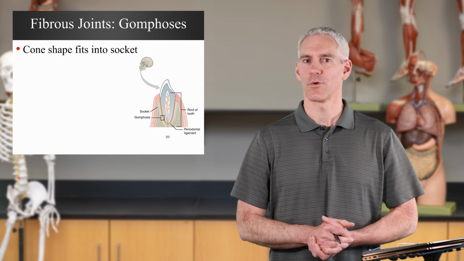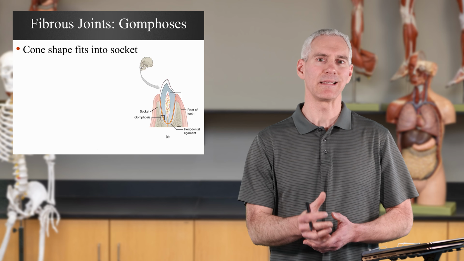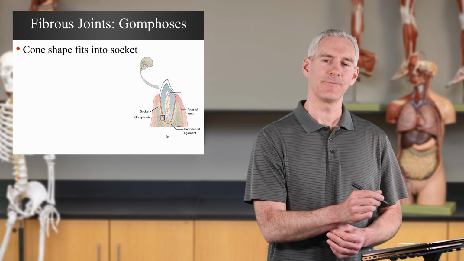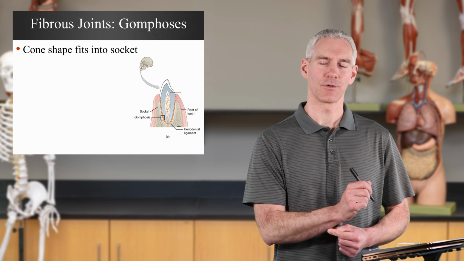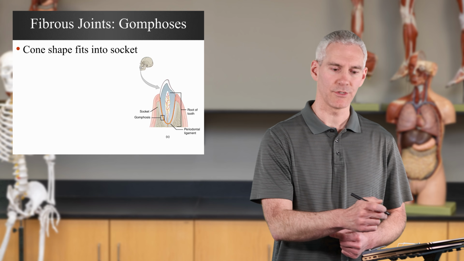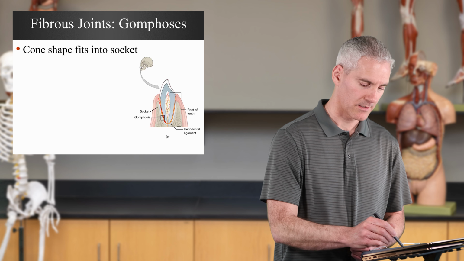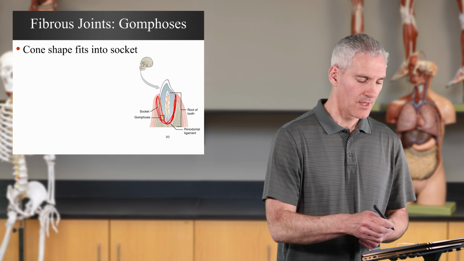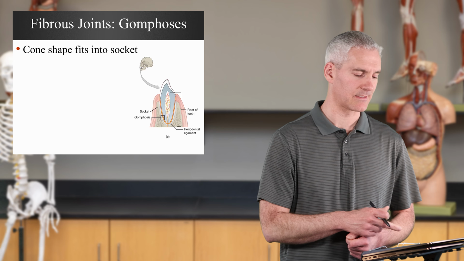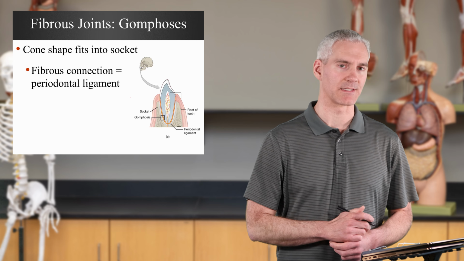The third subcategory under the fibrous is going to be gomphosis. Now, gomphosis, you can see here as a tooth. Gomphosis is going to be the cone shape. So it's this part going down around. That's the gomphosis. So it's being held in place, kind of keeping the actual structure in place.